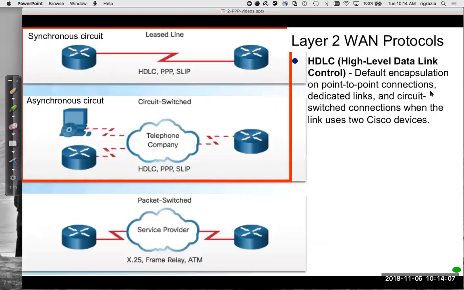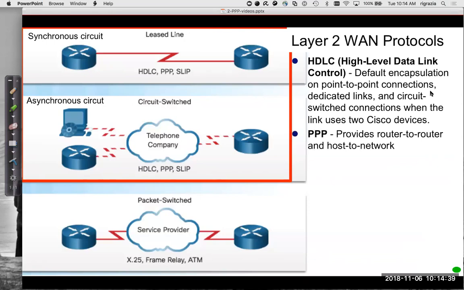So back to our point-to-point links. So we're going to talk a little bit in this video about HDLC, which is high-level data link control. This is the default encapsulation on point-to-point connections on Cisco devices. So on a serial interface that we'll see here in a moment, the default encapsulation is HDLC.